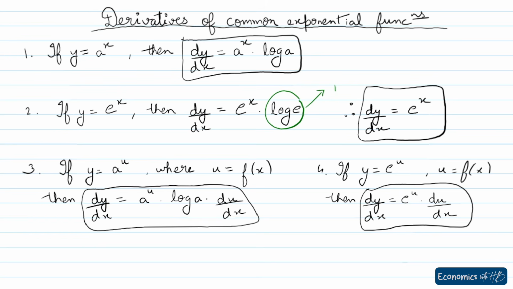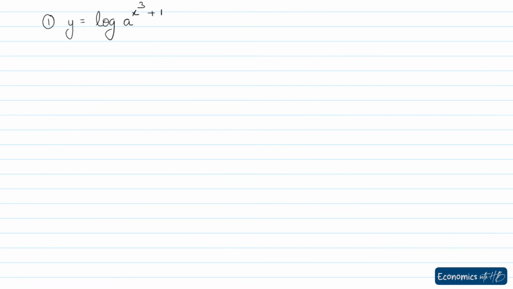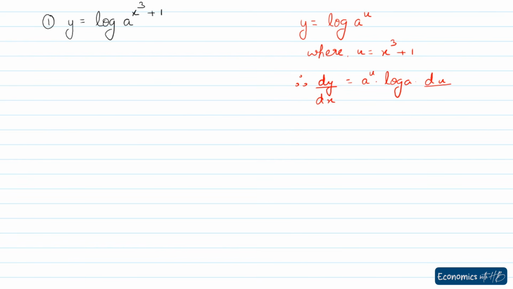Let's see the first question. y is equal to log of a to the power x cube plus 1. Here, what is the formation? y is equal to log of a to the power u, where u is equal to x cube plus 1. Alright, so u is a function of x. Therefore, dy by dx will be a to the power u into log of the base, that is log of a, into du by dx, from the formula that we just learnt.